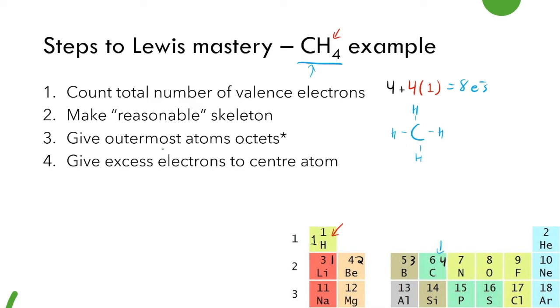Then we give the outermost atoms octets. And there are 2 things to specify here. Octets means 8 electrons. But we have this little asterisk here because this is only usually true. If you have something very early on the periodic table, it's likely not to have an octet. Things that are before boron often don't have octets. Hydrogen is the classic example for this. Hydrogen has a duet, which just means it has 2 electrons.